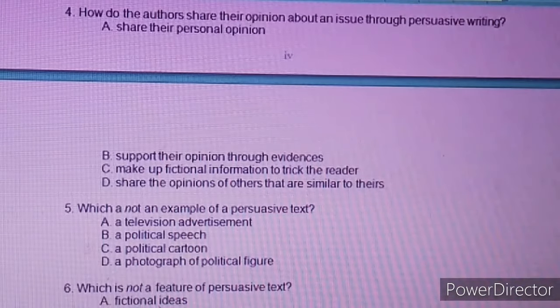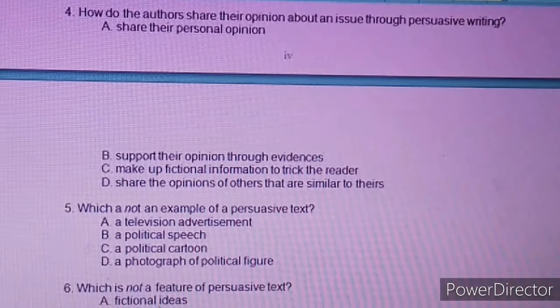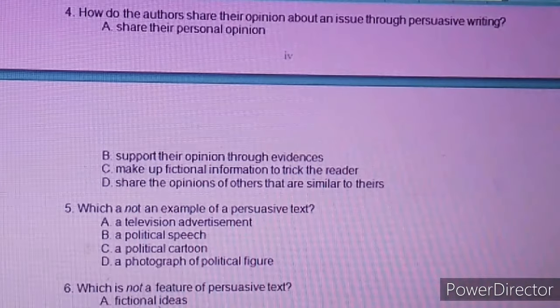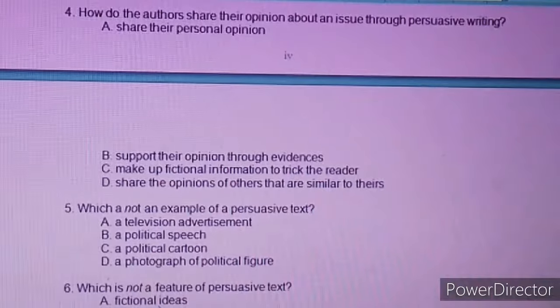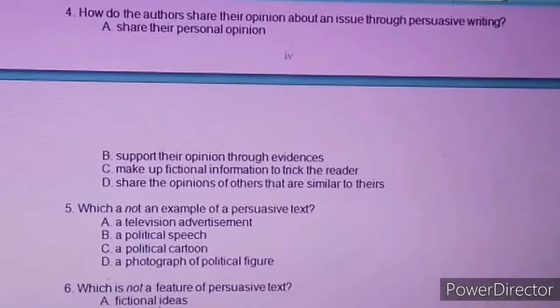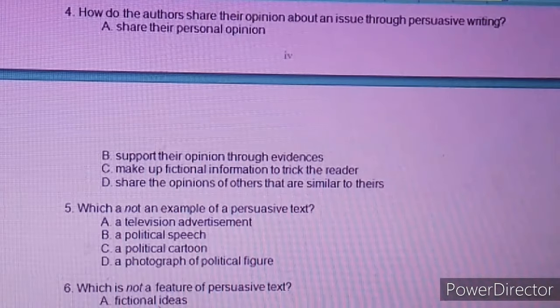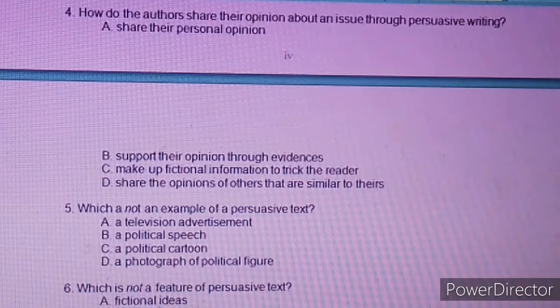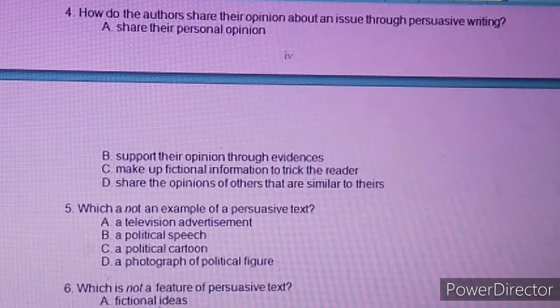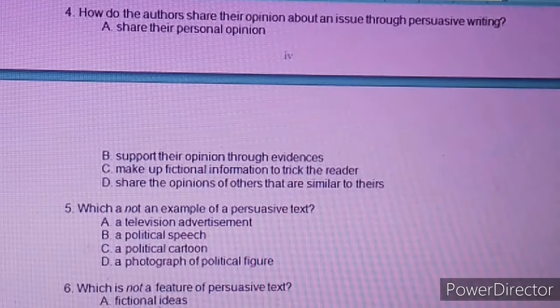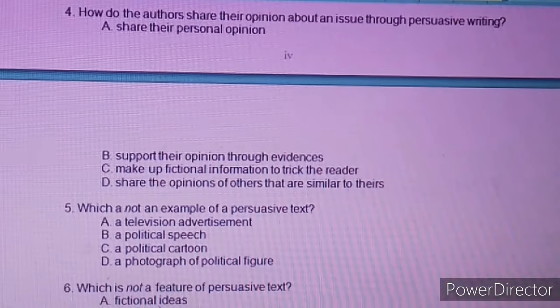Number 4. How do the authors share their opinion about an issue through persuasive writing? A. Share their personal opinion. B. Support their opinion through evidences. C. Make up fictional information to trick the reader. Or D. Share the opinions of others that are similar to theirs. The correct answer for number 4 is B, as in boy. Now let's continue. Number 5.